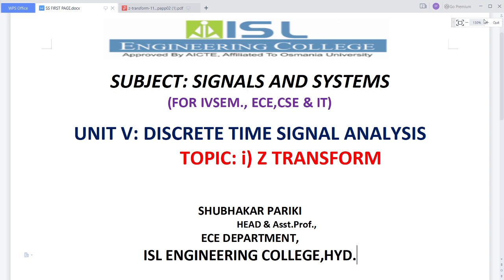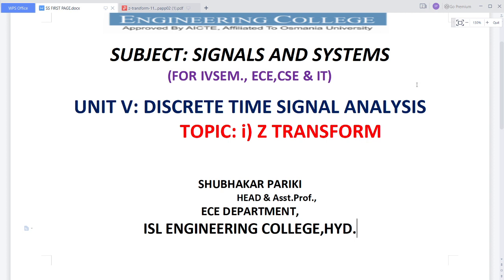Coming to the next one, the Laplace transform is a mathematical tool which converts the differential equation into the difference equation when the signals are in the continuous time domain. Now here, when the signals are discrete time in nature, we can apply the Z transform. The point is very clear. Hence, the difference equation of a linear time invariant discrete system becomes easy to solve with the help of the Z transform. This is the introduction of the Z transform.